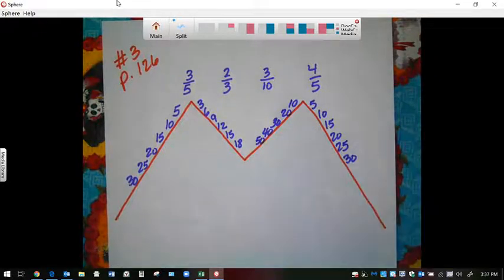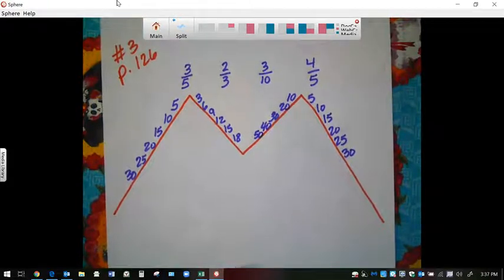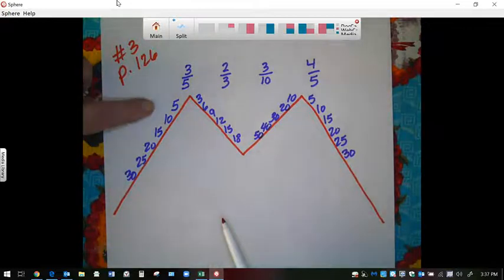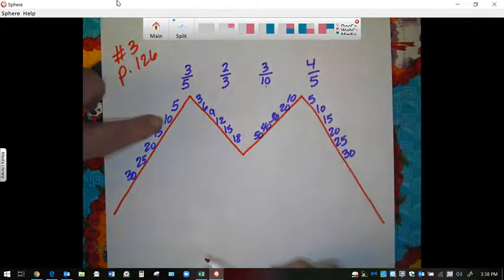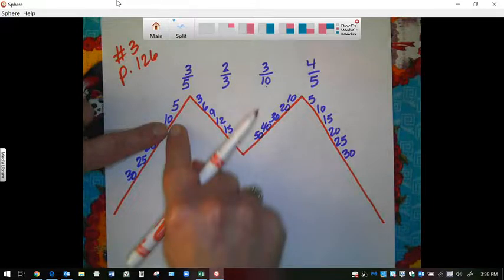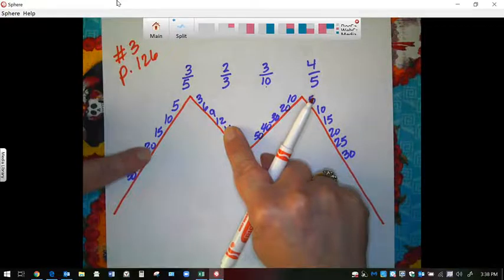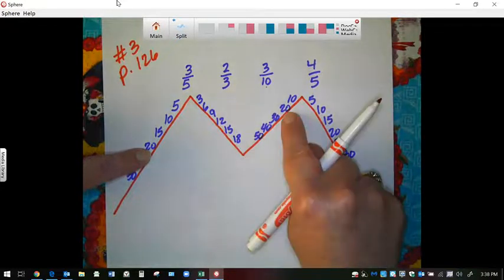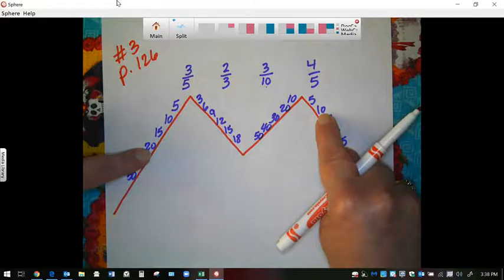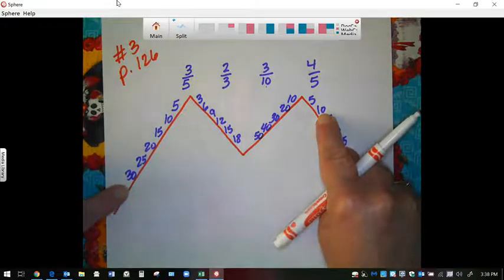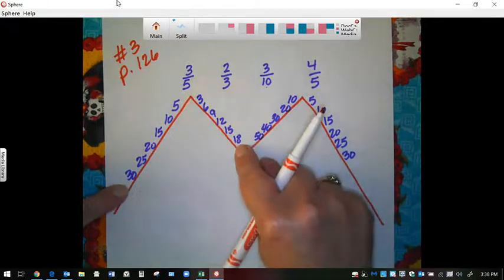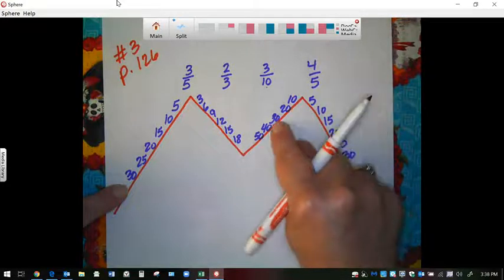Alright, so now again I'm looking for which multiples are the same in all 4 fractions. Since I have a 10 right here, I'm going to go by my 10. So do they all have a 10? This one does, this one does, this one does, but the 2/3 does not. So 20, 2/3 does not, 3/10 does, and the 5s do. 30, the 3s do not have one, not yet. There's the 30 and the 30.